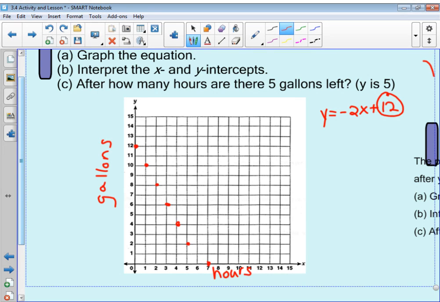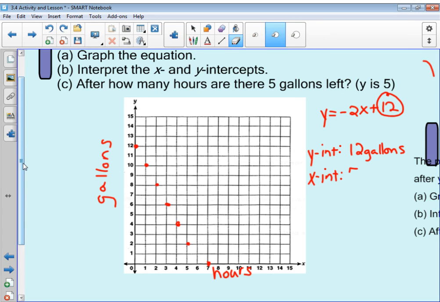Actually, our graph shows 6 hours. So now it says interpret the X and Y intercepts. Well, our Y-intercept is 12 gallons. So that's how much we start out with. And our X-intercept is 5, sorry, not 5, it'd be 7 hours.